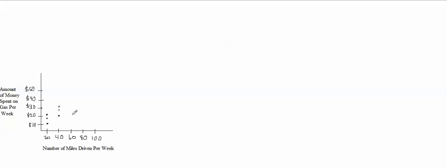And then if 3 people tell us they're driving 60 miles per week, they're going to fall into an even higher range for money spent on gas. They'll be spending more money on gas since they're doing more driving, so they might be up here somewhere. So the range is moving up again.